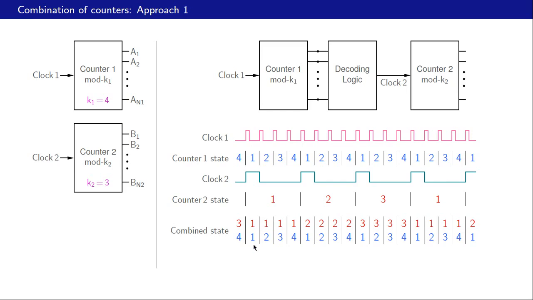So let us start with 1 1, then 1 2, 1 3, 1 4, 2 1, 2 2, 2 3, 2 4, 3 1, 3 2, 3 3, 3 4, and now we are back to 1 1. So after 12 clock pulses, the combined state is repeating. So therefore this is a mod 12 counter. And this 12 of course came about because K1 is 4 and K2 is 3. So 12 is simply K1 times K2. So the combined counter is a mod K1 K2 counter. So that is the conclusion from this figure.